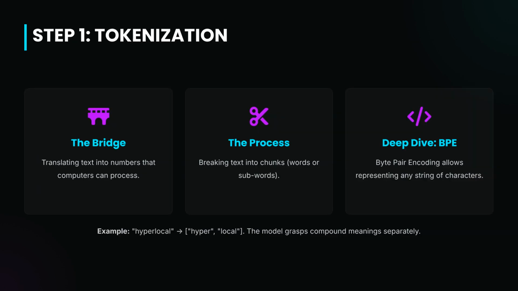Step 1 is tokenization, translating text into numbers that computers can process. This involves breaking text into chunks like words or subwords. Byte pair encoding, or BPE, allows representing any string of characters. For example, "hyperlocal" might be broken into "hyper" and "local", so the model can grasp compound meanings separately.